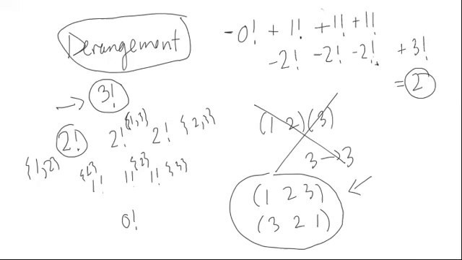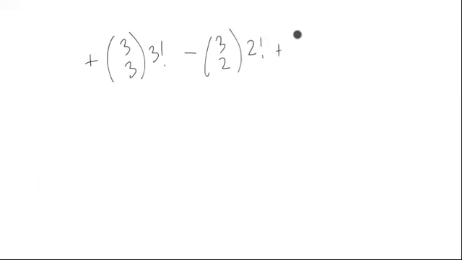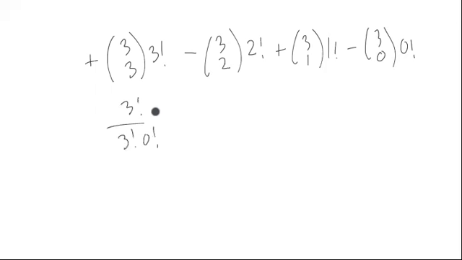Now, we could have done this simply in the following way. For this case, we could have done 3 choose 3 times 3 factorial with a plus minus 3 choose 2. So how many sets have 2 things in it, and how many sets with 3 things? 2 factorial plus 3 choose 1, 1 factorial, minus 3 choose 0, 0 factorial. And thinking about the definition of this as 3 factorial, 3 factorial, 0 factorial, notice the 3 factorials would cancel, and we'd be left with 3 factorial over 0 factorial.